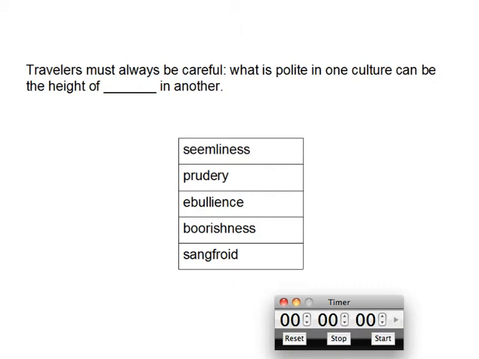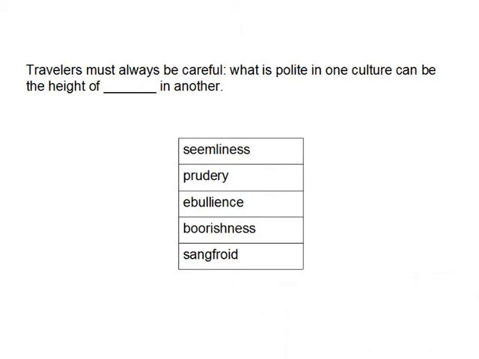This one, a very simple example of recycling. Travelers must always be careful. Same direction here. What is polite in one culture can be the height of... I think the most natural fill-in here is simply impoliteness in another. So it's polite in one culture, impolite in another. That's the sort of twist or distinction that's being called for here. So, what means impoliteness? And the best answer is boorishness.